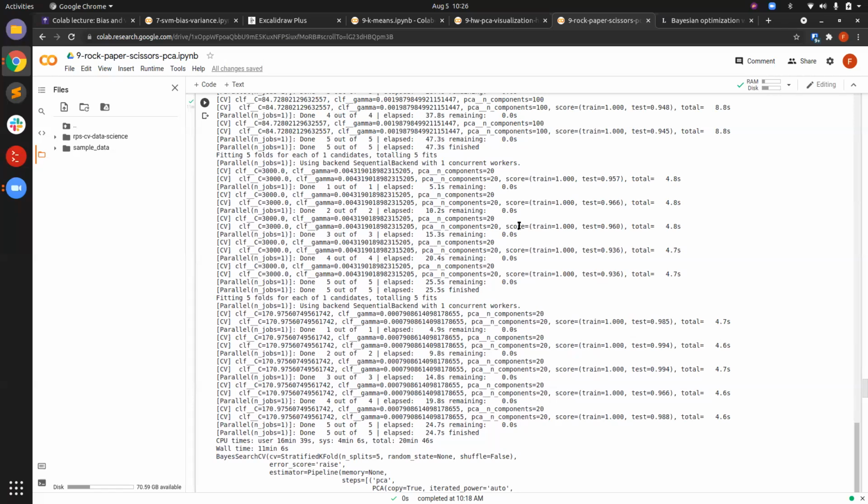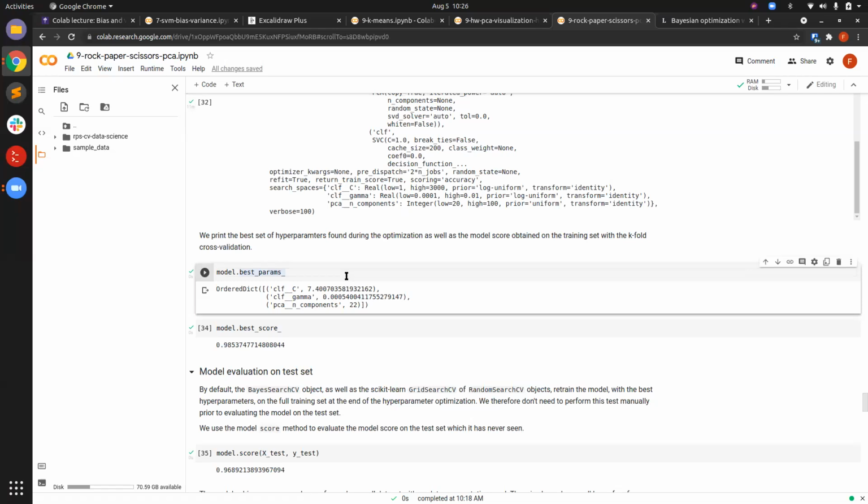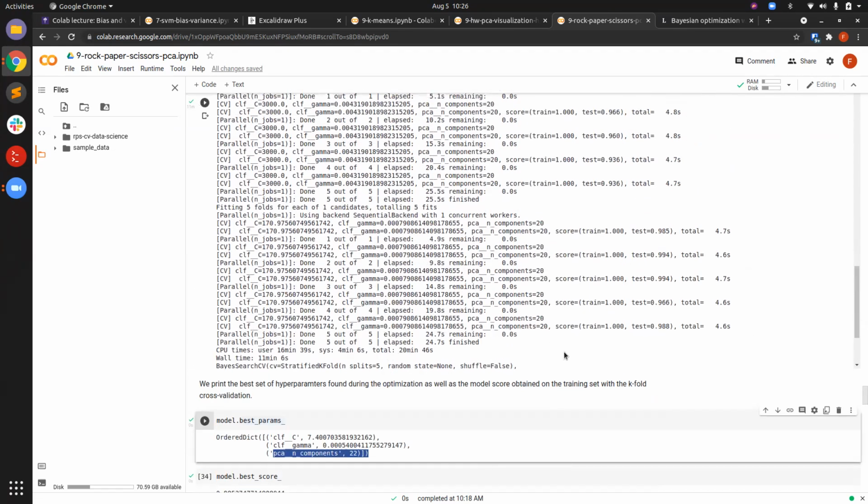as it does this. Eventually, it tells us that the best hyperparameters are C is 7, gamma is 0.0005, and a small number of components, so n components 22.